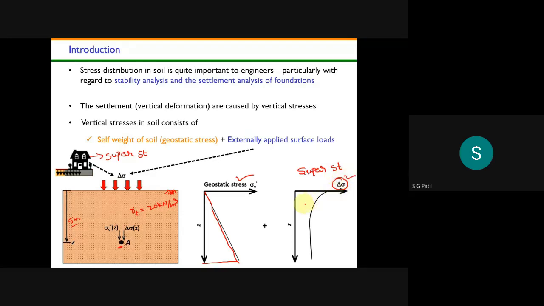But how will they vary along the depth? The stress increase is highest at the point of application of the load. The stress will be very high here. As you go deeper into the soil, the stress will start reducing. Here it is a linear variation, here it's an exponential variation.